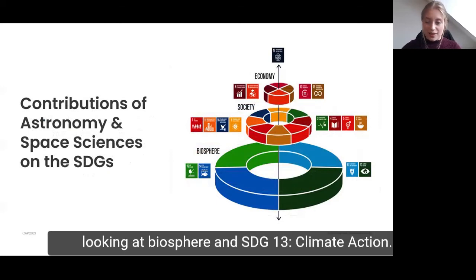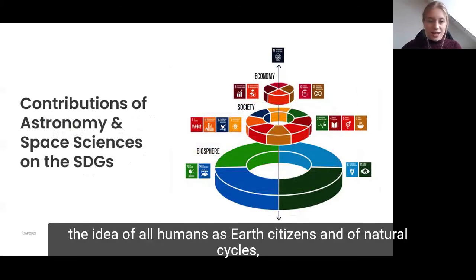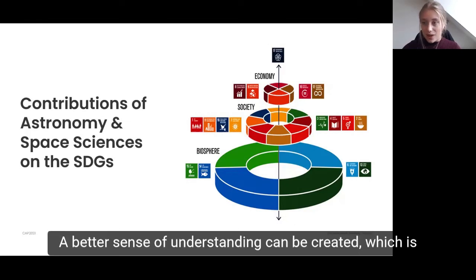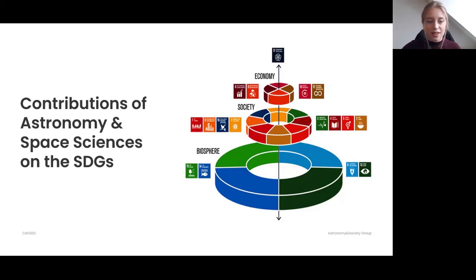Especially looking at biosphere and SDG 13 climate action, astronomy provides a very unique perspective. By introducing the idea of all humans as Earth citizens and of natural cycles showing humans' dependency with nature, a better sense of understanding can be created, which is very helpful for education and outreach projects.